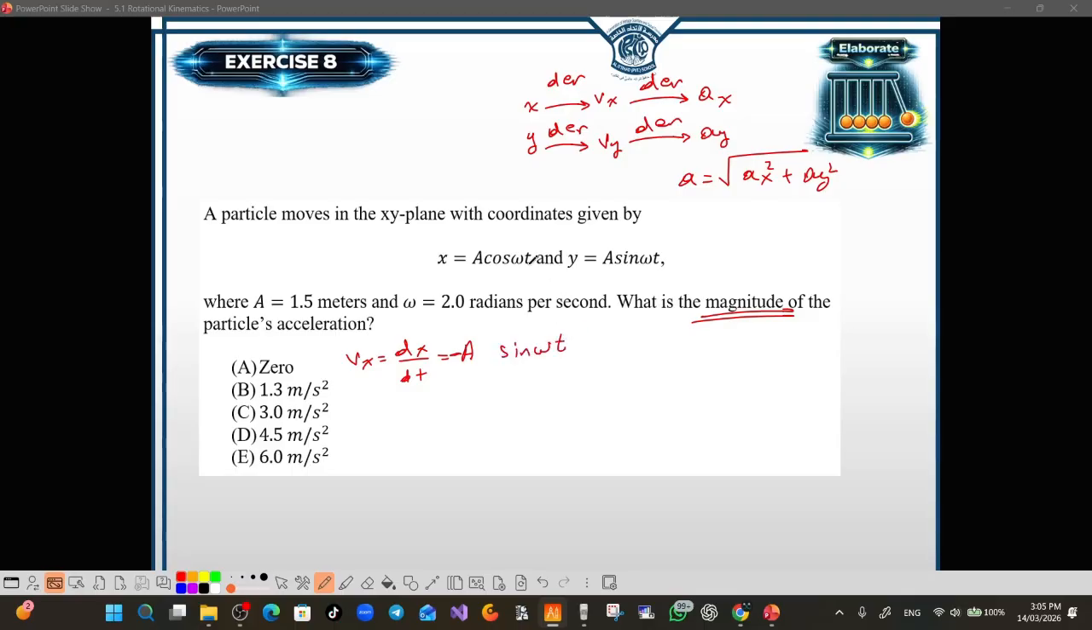And the derivative of the inner function is omega. So we place omega here. So minus a omega sine omega t. Now, the ax is equal to the derivative of vx with respect to time.